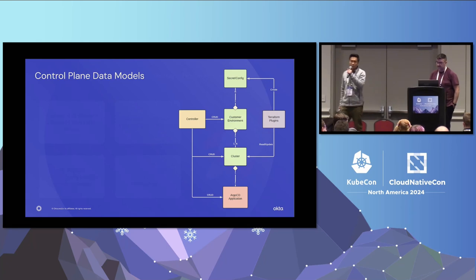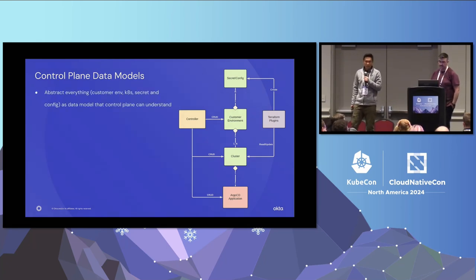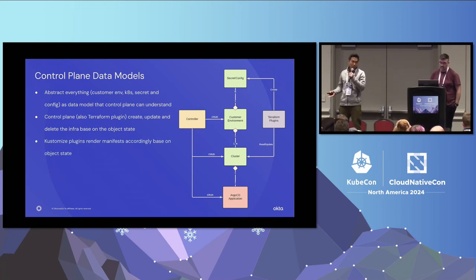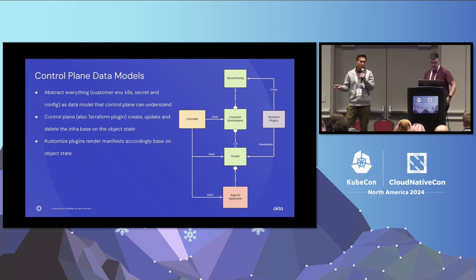So let's focus on the control plane data model definition first. Basically, we abstract everything, such as the customer environment, Kubernetes cluster, and the config and secret that the microservices need, as data model objects that the control plane can understand. By the control plane, I don't mean only what Jeremy introduced, those microservices that drive the deployment logic. It also includes a Terraform plugin that we implemented. The Terraform plugin can consume the object and create the correlated infrastructure, or update or delete it based on the object state. And our homegrown customized plugin can also consume the data model object and render the appropriate manifest to install our application correctly.